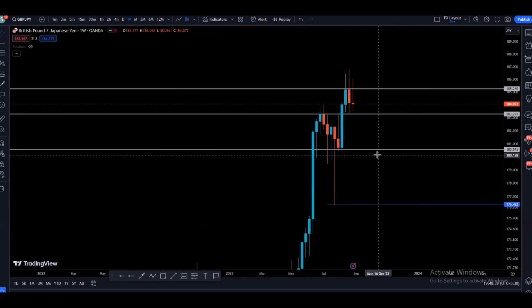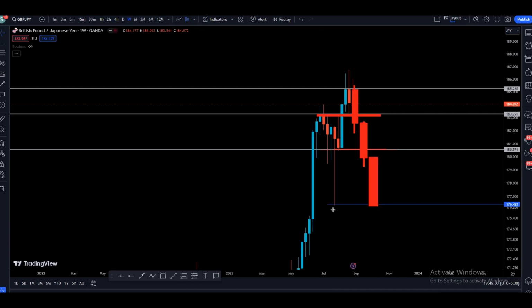Now on the weekly time frame, we can see that if we have the weekly candle close below the support, then there is a higher probability for the price to go to the next support, which is right here, right? This is the next support. And if we have a weekly candle close below that support, then there is going to be a higher probability again for the price to go to the next support, which is right into this area, right? So that is to the downside.